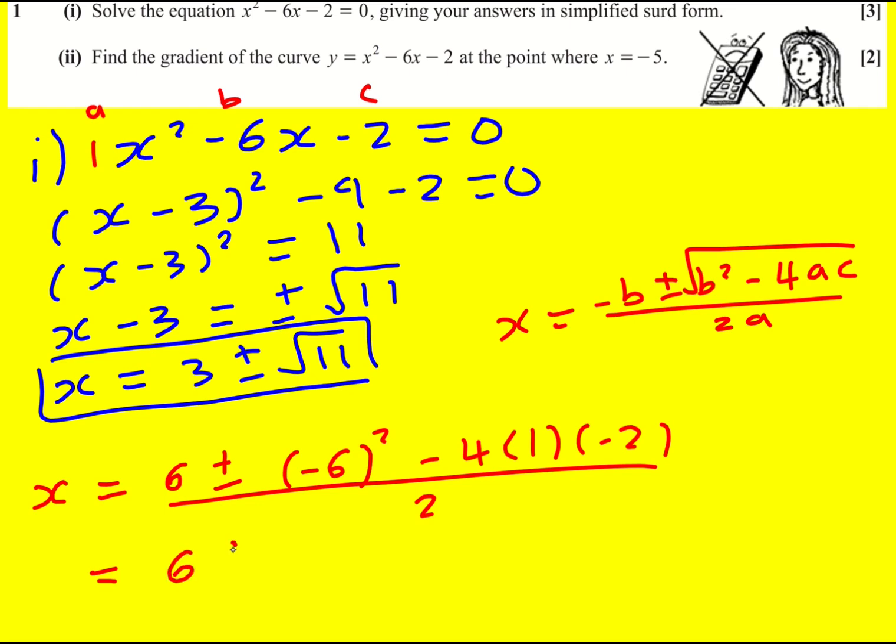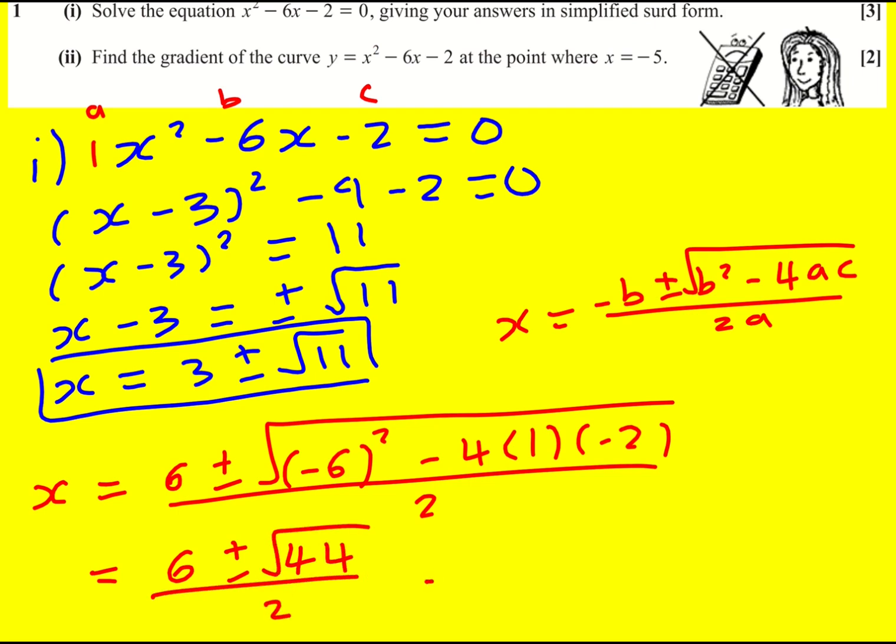So I'm going to get 6 plus, oh sorry, I forgot the square root. 6 plus or minus, it's going to be the square root of 36, and then it's going to be plus 8, so it's going to be 44 square rooted over 2, which is going to be 3 plus or minus root 44 over root 4, which gets me the same answer, 3 plus or minus root 11. So similar amounts of effort, to be fair.